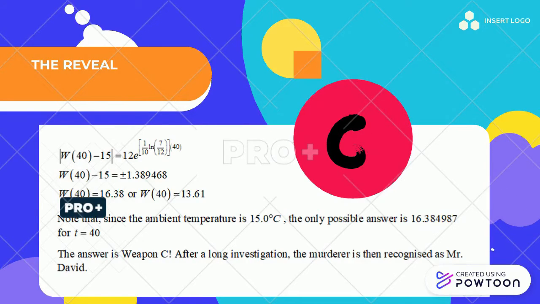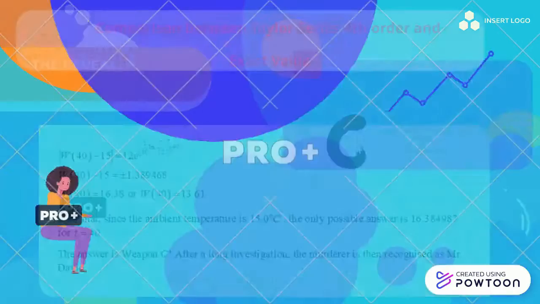Then Miss Taylor took a long investigation to trace the fingerprint, and finally, she knew that the person who murdered the victim is David, her own husband. So sad to hear that. Why would you do that?